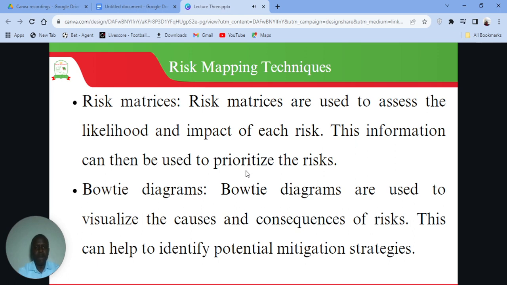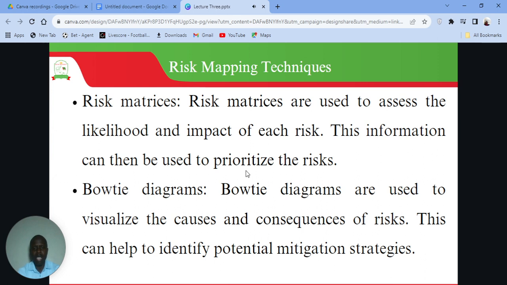Then we also talk about risk mapping techniques. We have techniques like the risk matrices. These are used to assess the likelihood and impact of each risk. And then the information that we get here can be used to prioritize these particular risks. Then the other one is another diagram we call the BOTI diagram. These are used to visualize the causes and circumstances, the consequences of risks.